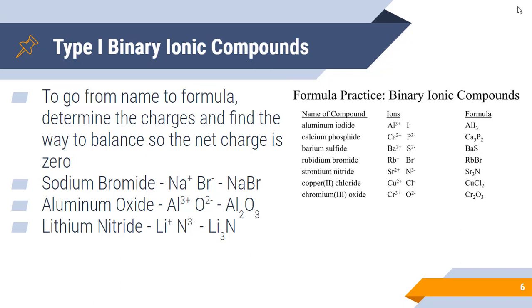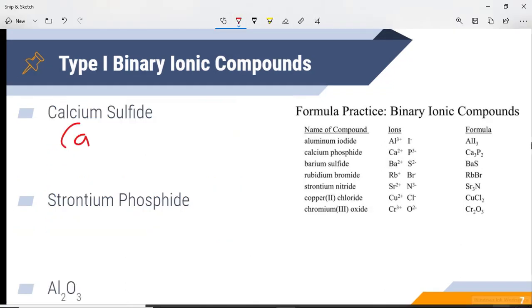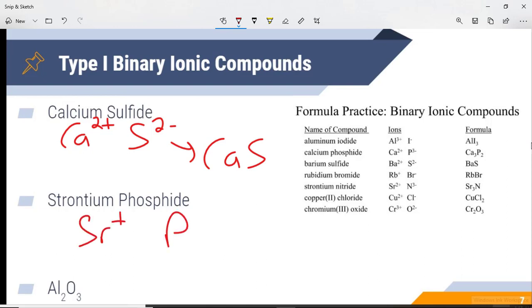Lithium nitride. Lithium is a plus 1 and nitride is a 3 minus. We need 3 pluses to cancel out the 3 minus. So we have Li3N. Calcium is Ca. Sulfide is S. I look at the charges on the periodic table. Calcium is a 2 plus. S is a 2 minus. They automatically cancel out. So our formula, CaS. Strontium phosphide. Strontium is Sr, positive charge. Phosphide, P, 3 minus. We need 3 strontiums to cancel out the negative 3 on phosphorus, so this is Sr3P2.